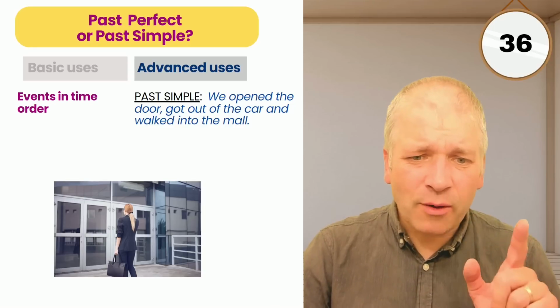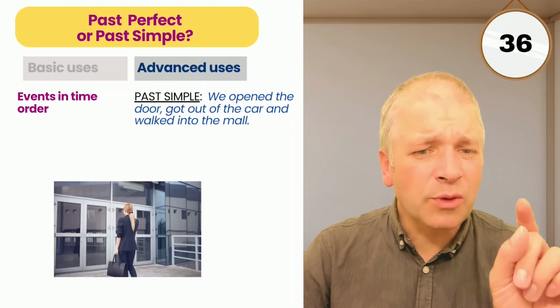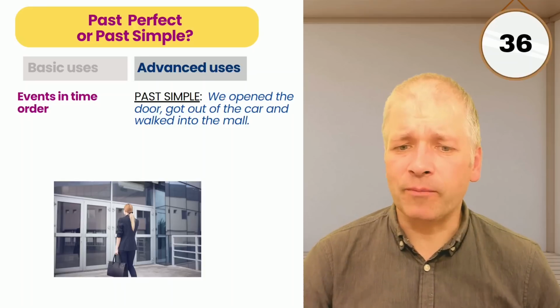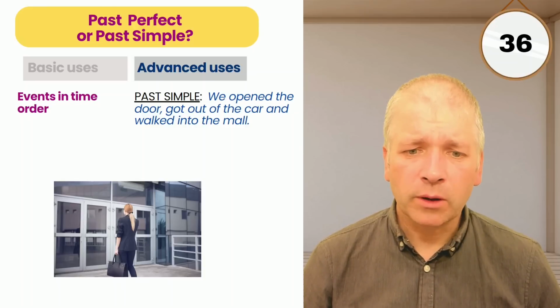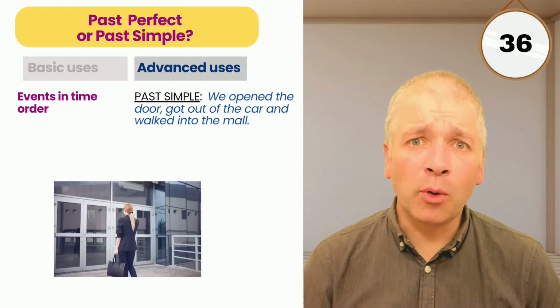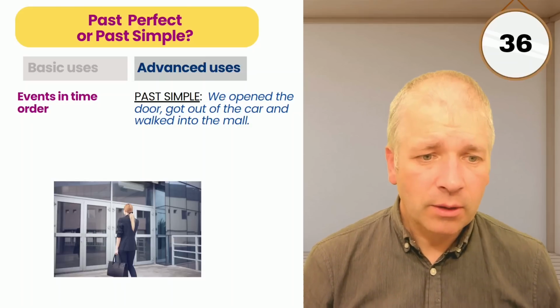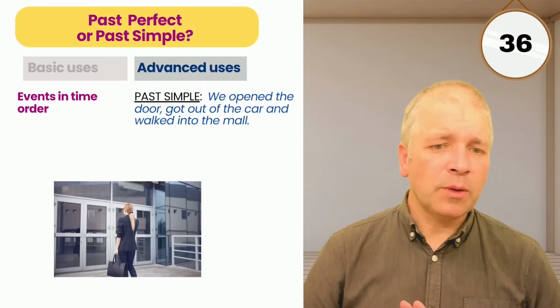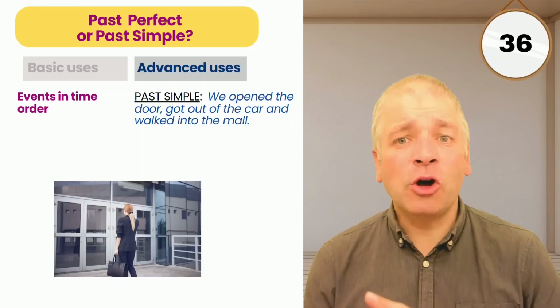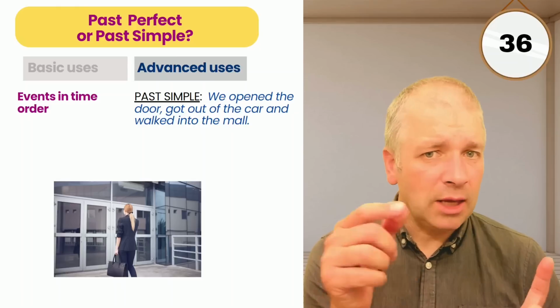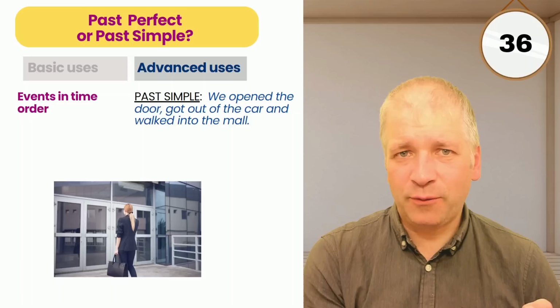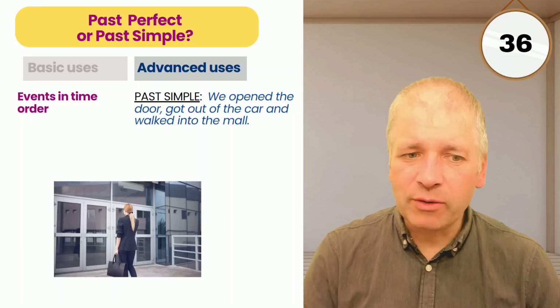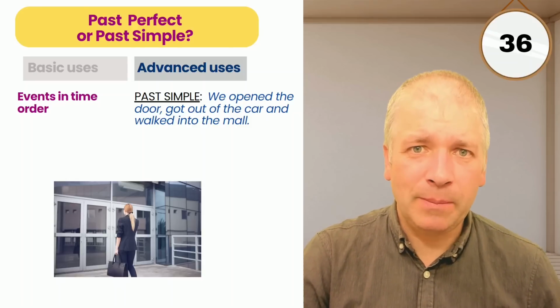But sometimes we have to decide whether we're using the past perfect or the past simple. Here's a way to decide. If the events are in time order, we'll usually use the past simple. Look at the lady here. We opened the door, got out of the car, and walked into the mall. That's what she's about to do. So that's the normal way that we use the past simple when events are in time order. I've shown you some exceptions to that in the previous points where you can use the past perfect and events are still in order, but generally when events are in time order, we use the past simple.